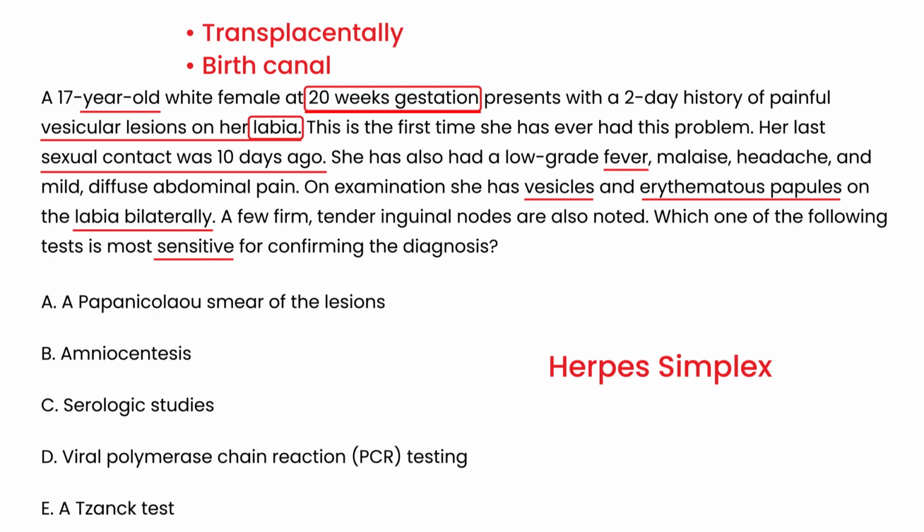The most sensitive of the tests is PCR. It has 95% sensitivity. Zank test is also used, but it's very low in terms of sensitivity. So the correct answer for this question is D.